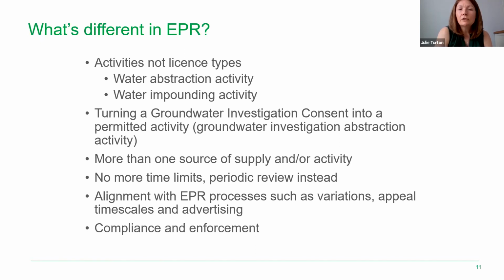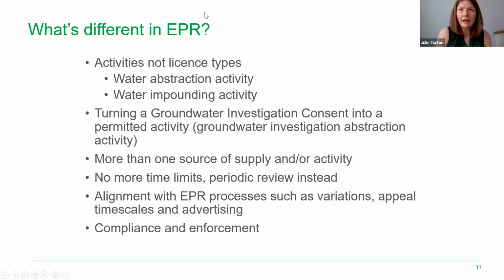At the moment, you can have a license which has 1 activity on it, so it might be a license for a full abstraction, for example, and you can have a license for a single source of supply. Thinking about this site-based regulation, what we want to do is change that and expand that so that a permit can have multiple activities. So this reverses the position taken in the 2003 Water Act, and it can have more than 1 source of supply.